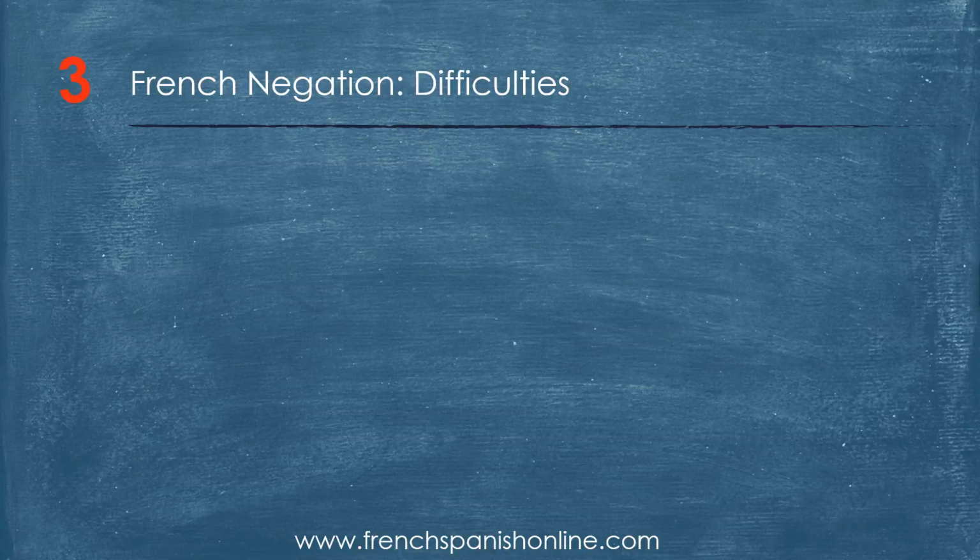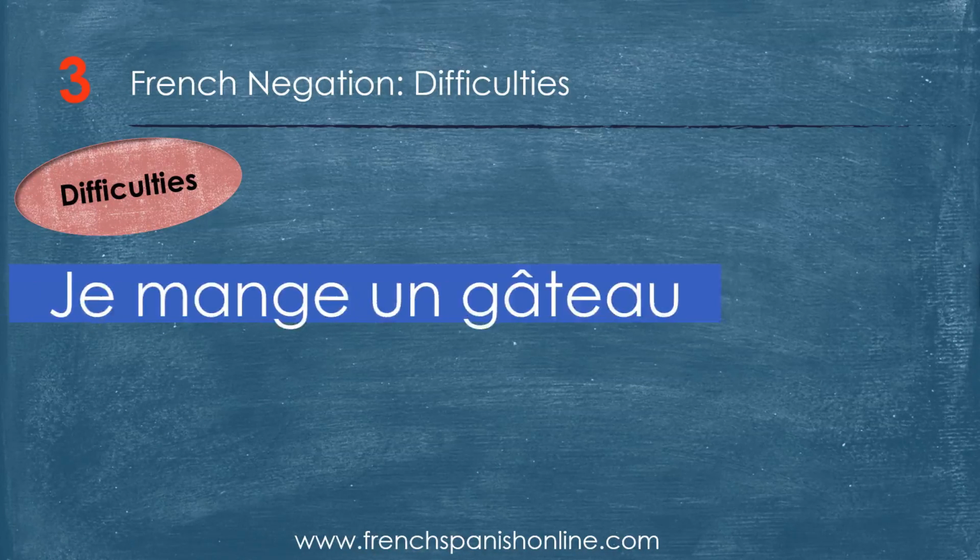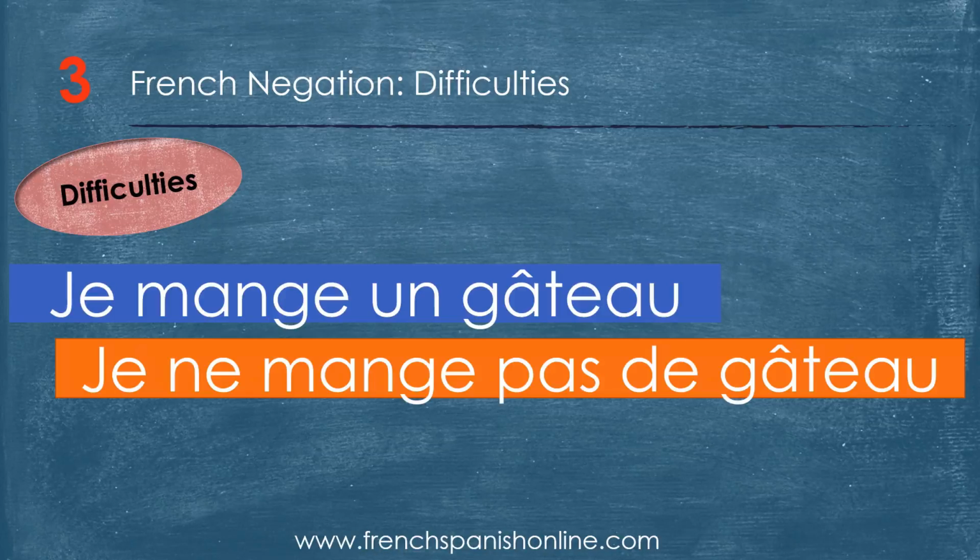Some difficulties now with negation in French. Je mange un gâteau. I eat a cake. Here, as you can see, we've got the indefinite article un gâteau. Well, if you want to say the negative form of this sentence, in French you will say je ne mange pas de gâteau. As you can see here, the indefinite article becomes de for the negative sentence. Je ne mange pas de gâteau. We won't say je ne mange pas un gâteau. No. Je ne mange pas de gâteau.